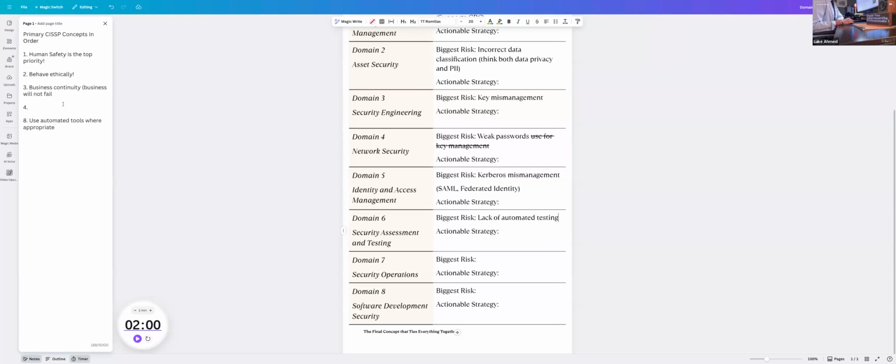So for testing, use automated tools. Lack of automated testing leads to mistakes and inefficiencies. Agreed. That's great. And sorry, Prop, just wanted to add a bit to it.